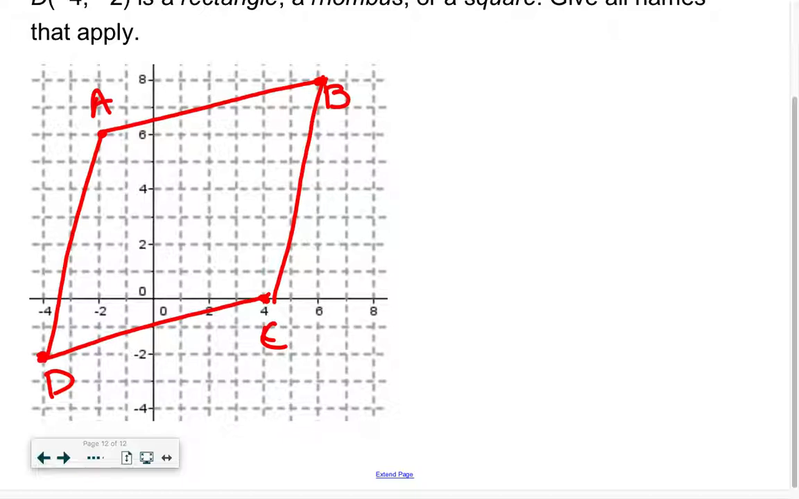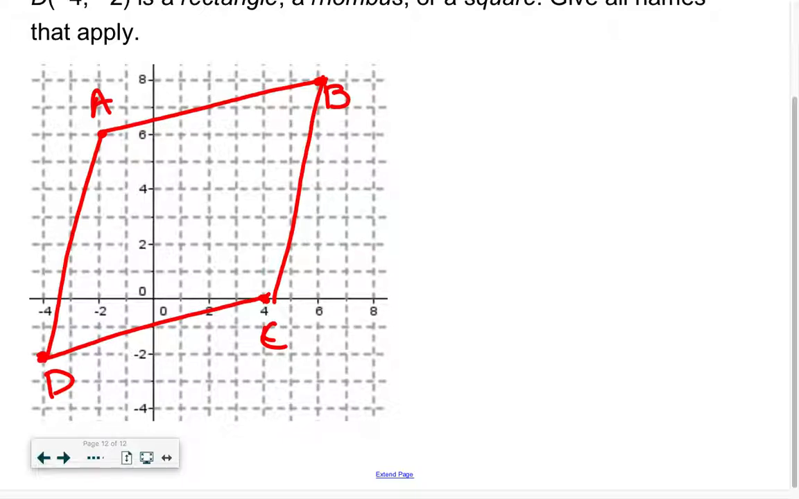Now, if your only options are rectangle, rhombus, or square, why do you think it's not a rectangle? Let me just open that question up. Why do you think it's not a rectangle or square? Okay, I would agree with that. I'm pretty sure there's no 90-degree angles in here. Both a rectangle and a square have 90-degree angles in every corner.